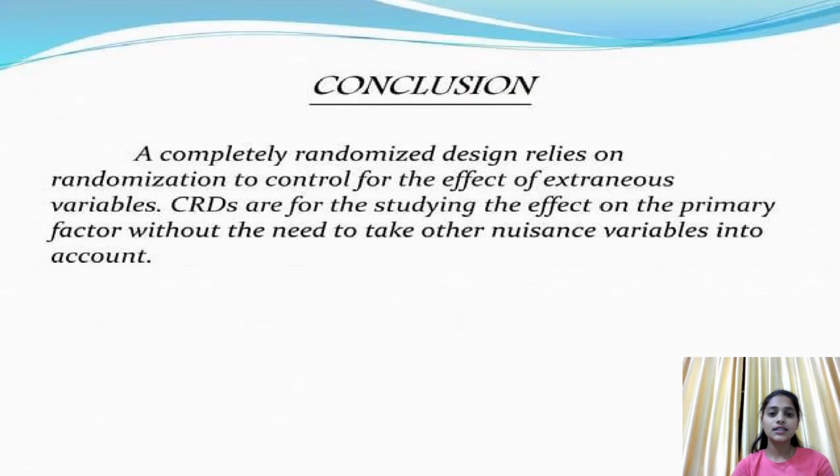And the next one is the conclusion. A completely randomized design relies on randomization to control for the effect of extraneous variables. CRDs are used for studying the effect of the primary factor without the need to take other nuisance variables into account.